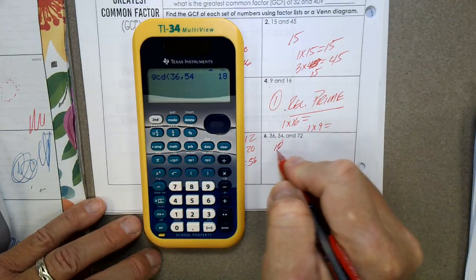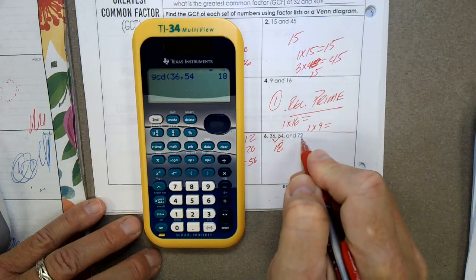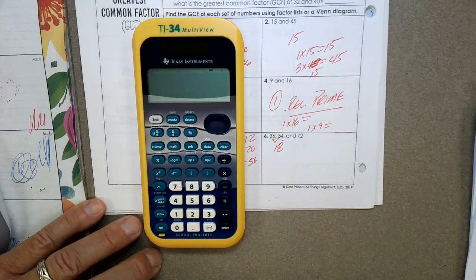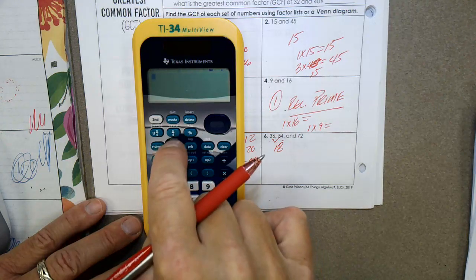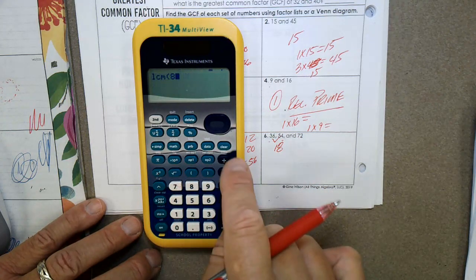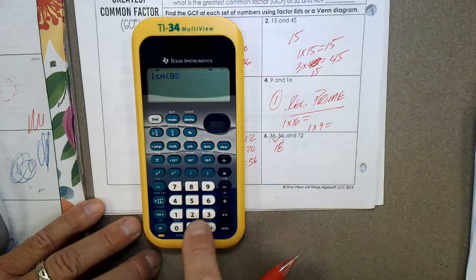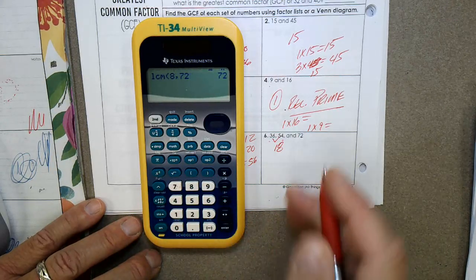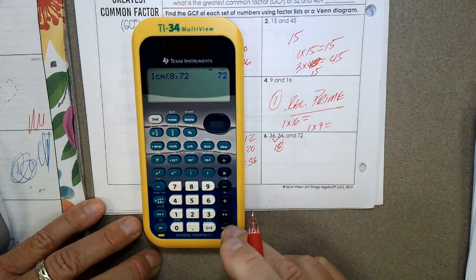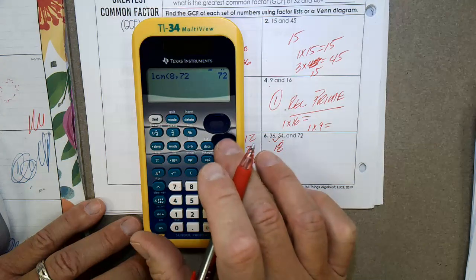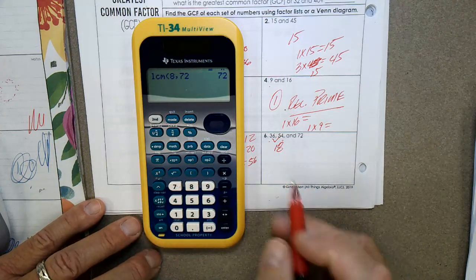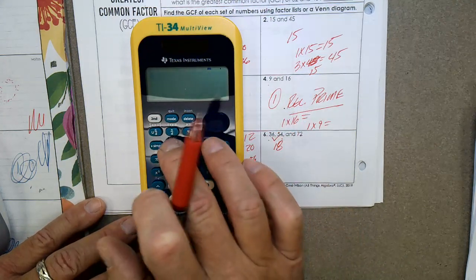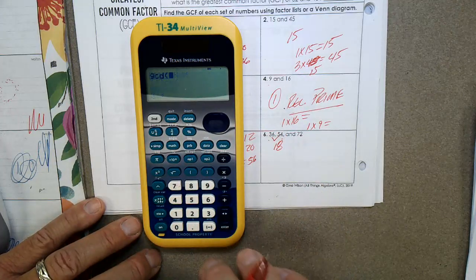And we get 18. Now I'm going to compare 18 and 72. All right, what's the greatest number that goes into 18 and 72? Oh, sorry, that was 8. I put 8 in, so I've got to start over. I apologize. Let's come down again.